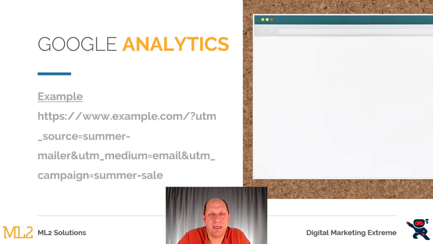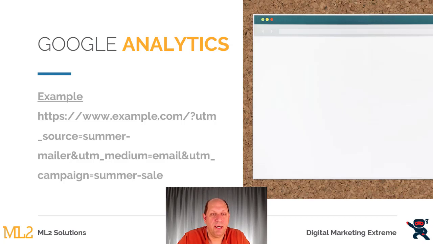So what is an example of UTM tracking? Well, first of all, these are things you put on URLs. So they're usually links that you have to other websites that then link to your website. And in order to track where they came from, you put some additional information in the URL so that you can figure this out. So an example here would be, first you have a domain name like you normally would in a URL, but then you'll add some extra things after a question mark.